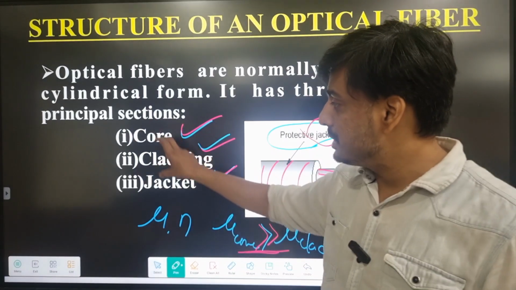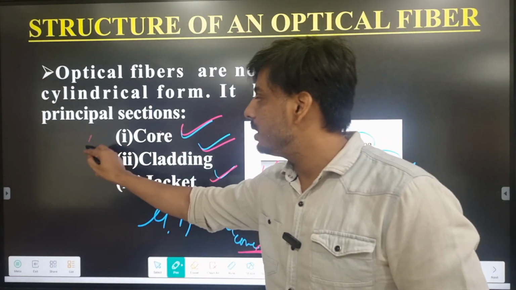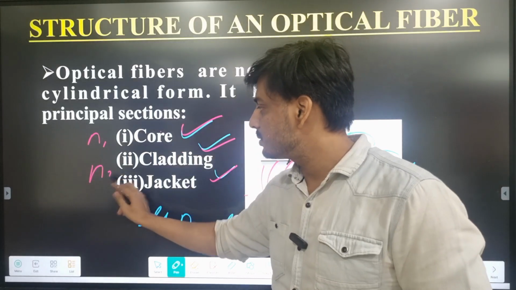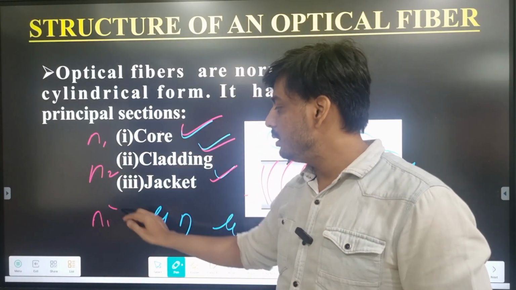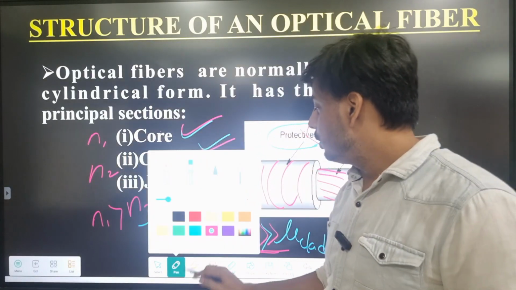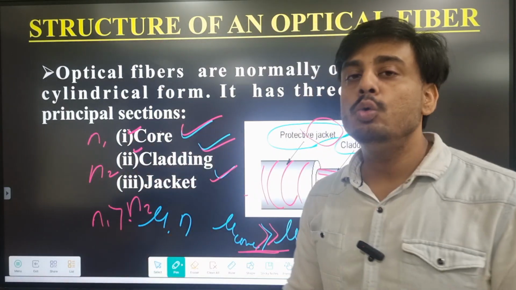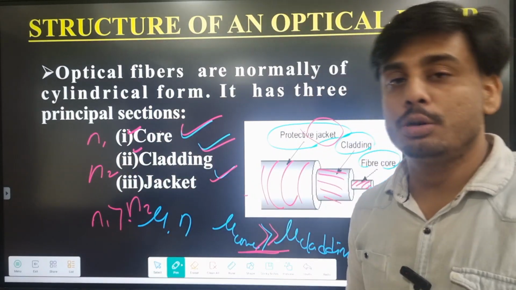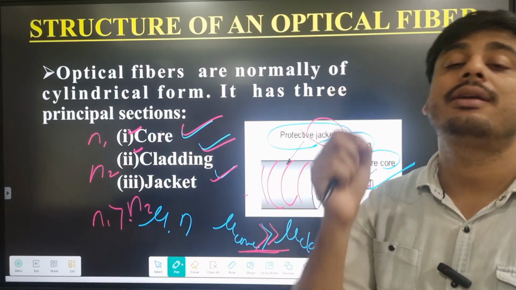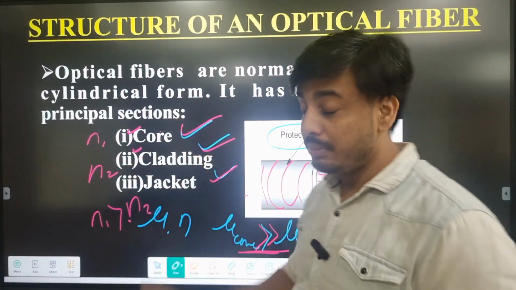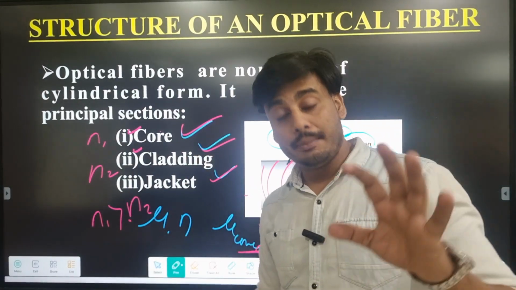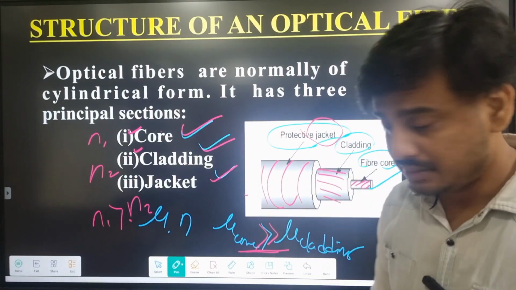So due to the change in refractive index, the core has n1, and let the refractive index of cladding be n2. So always n1 is greater than n2. Always remember, between core and cladding, the core behaves like an optically denser medium having slightly higher refractive index, and the cladding behaves like an optically rarer medium having slightly less refractive index.